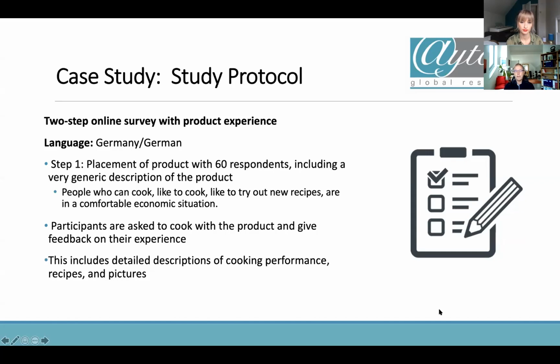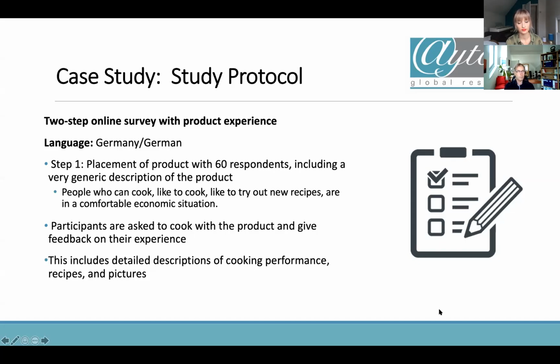And we sent them the product with a very short generic description of what the product can do, and said, now please take the product and make something with it. So they used the product. They had, I think, about a week to cook with the product, and they were supposed to give, first of all, very generic feedback.